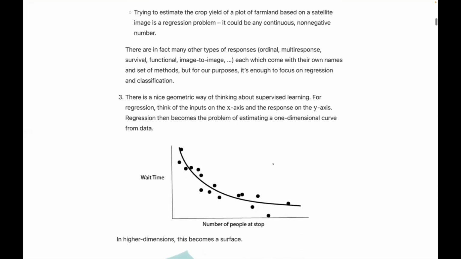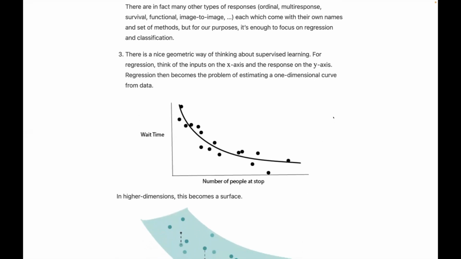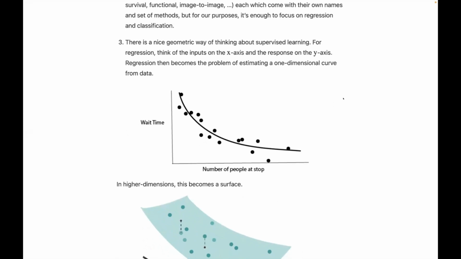So let's get to how you actually solve this concretely. First, supervised learning, you can think of it in a very geometric way. There's a reason we use x and y in this notation: you can think of the inputs x as the x-axis on a graph, and the response y as the y-axis. Then the data you've collected, number of people at the stop versus wait time, you can plot as points, and the supervised learning problem is just learning the curve that smooths out all those points.